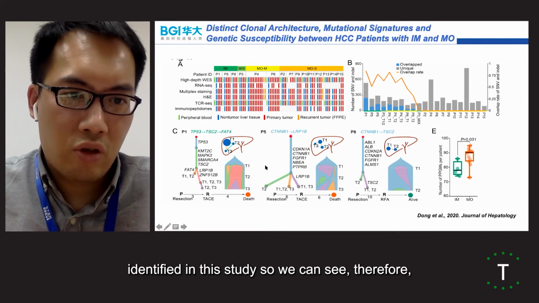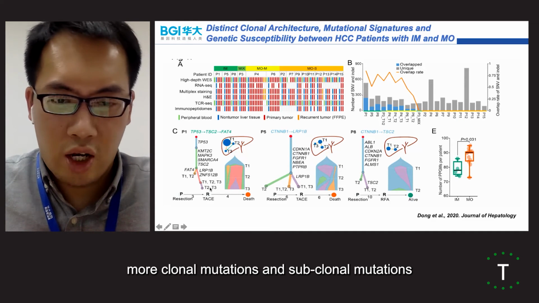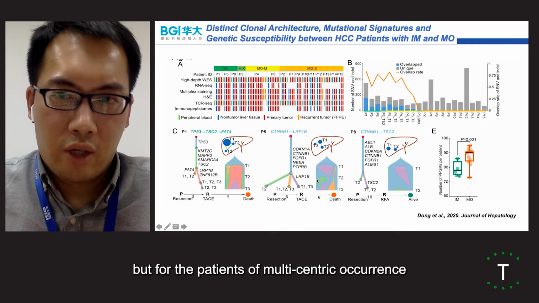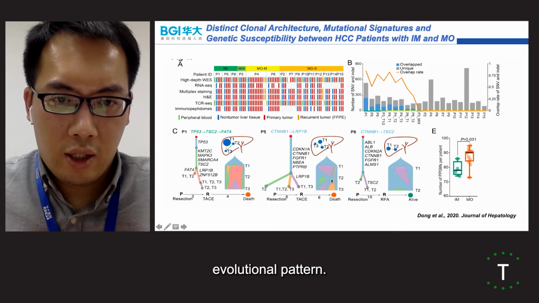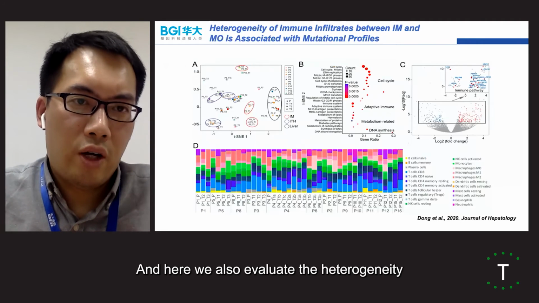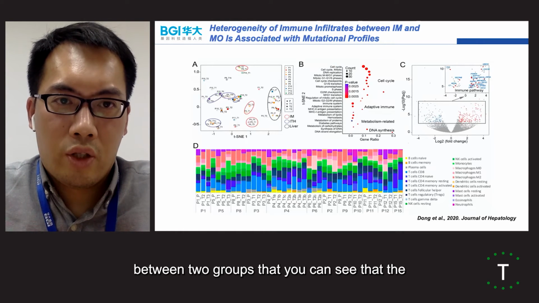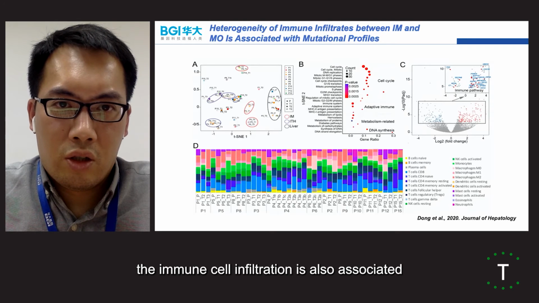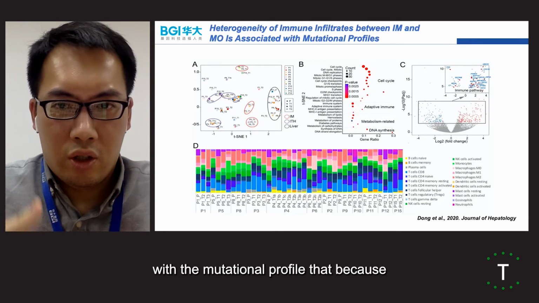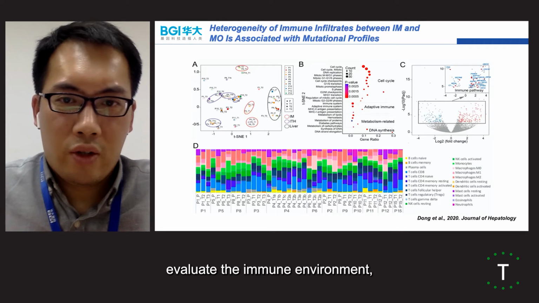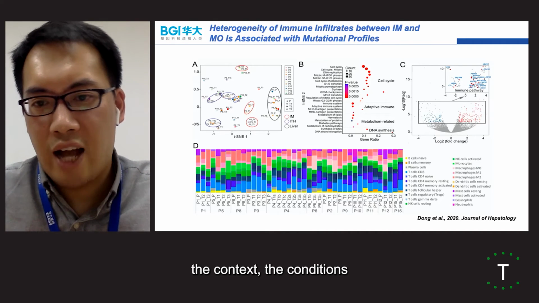For the patients with intrahepatic metastasis, they have more clonal mutations and subclonal mutations. But for the patients with multicentric occurrence, you can see very different evolutionary patterns. And here we also evaluate the heterogeneity of immune infiltration between these two groups. You can see that the immune cell infiltration is also associated with the mutational profiles, because through transcriptome sequencing we can evaluate the immune environment, the context that consists of different types of immune cells.